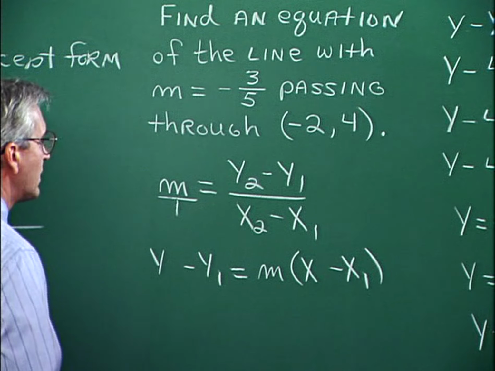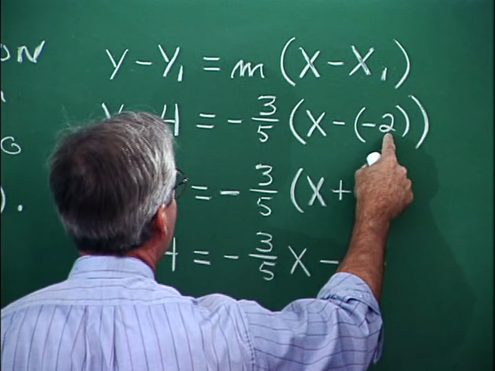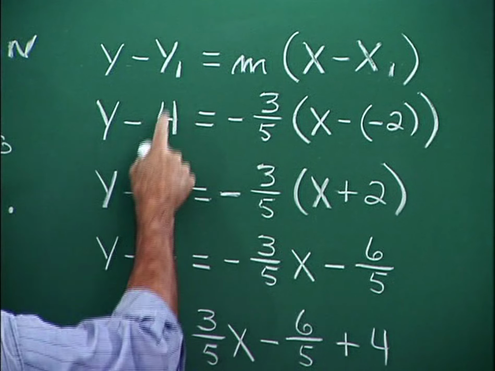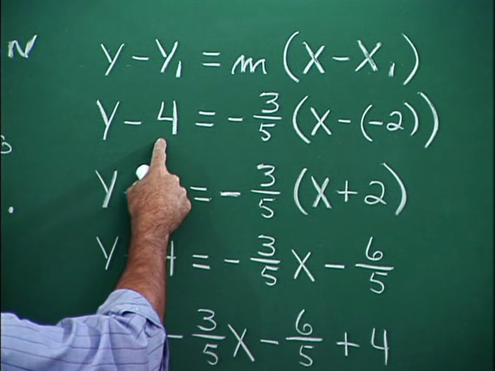All right, here's how it looks. Now remember, we're going through the point -2, 4. We have a slope of -3/5. So we start out with the point slope form. We replace m with -3/5, the slope. And we are going to pop in the coordinates of that point. -2 was the x component, so I replace the x1 with -2. The y is replaced with 4. And then it's just a matter of manipulation. And let's see, minus -2 is +2.